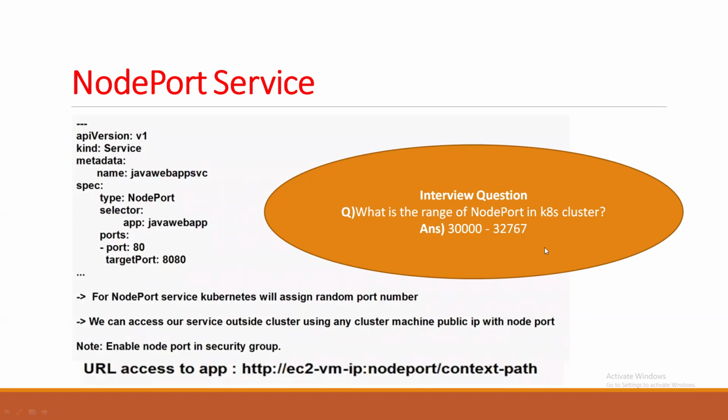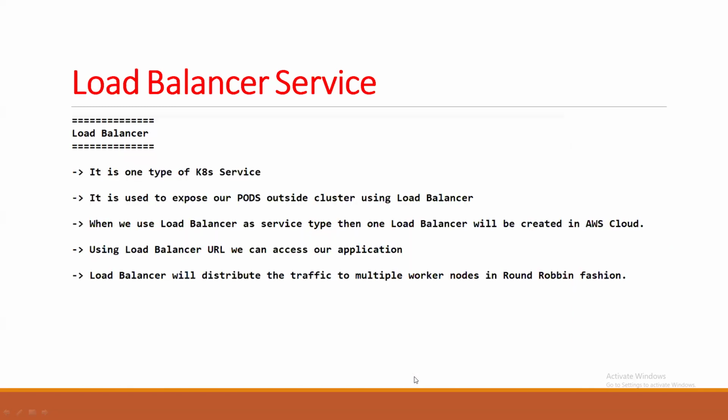30,000 to 32,767. So this is the target port. So this is the host port. For the node port service, Kubernetes will assign a random port number. We can access our service outside the cluster using any cluster machine public IP with node port. Enable the node port in the security group, guys. So this is how the URL access to the app looks.